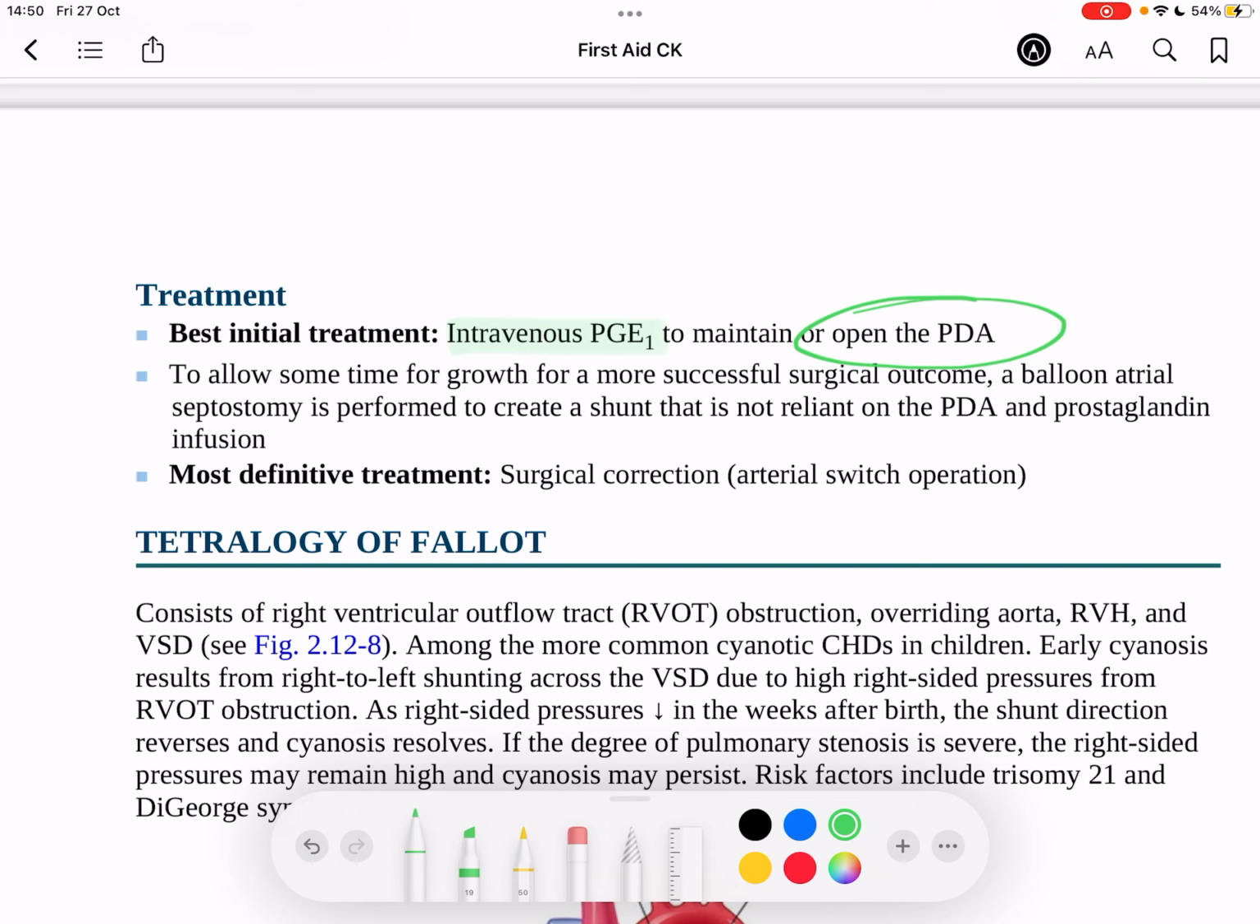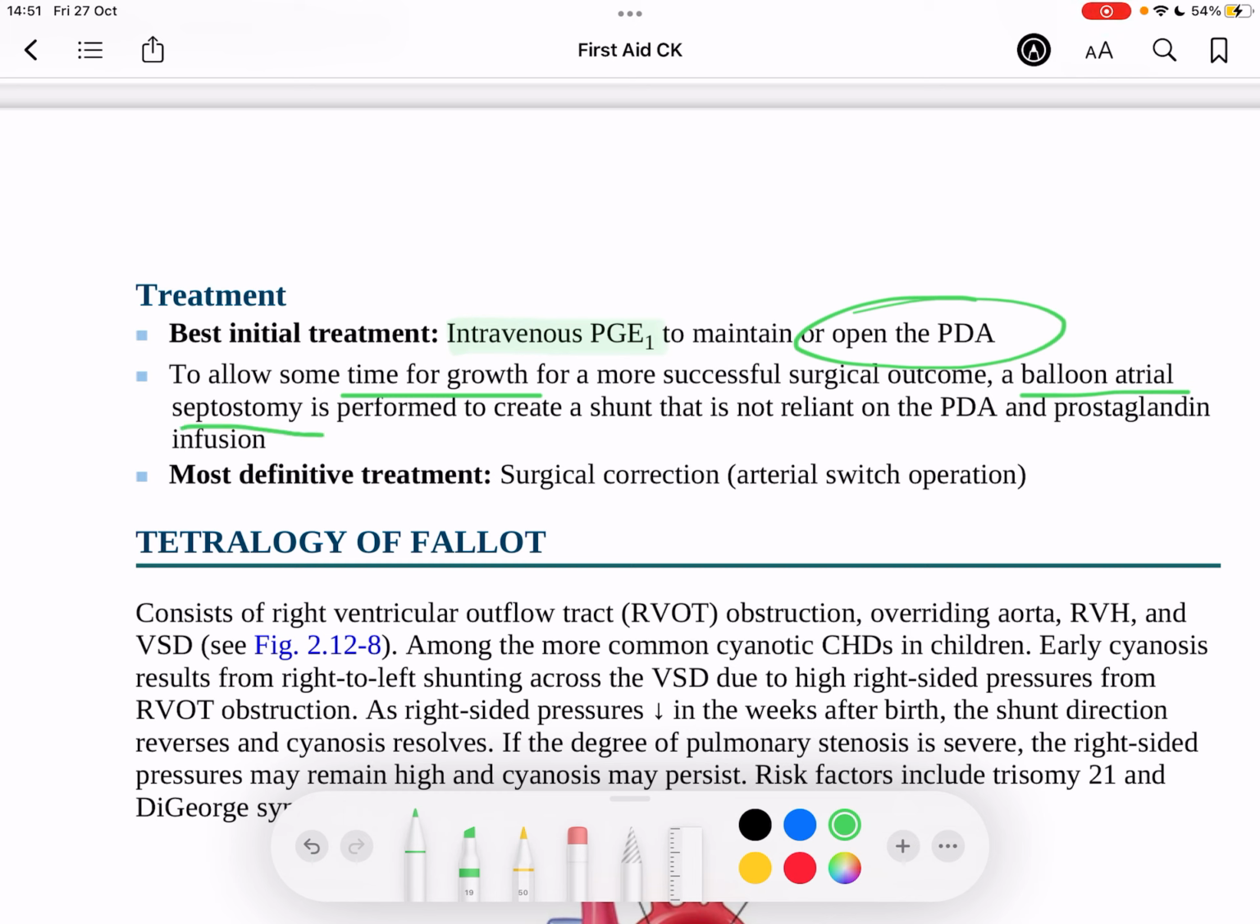To allow for some time, we give the PGE. This is just going to give us some time to essentially assess the surgical viability and also to improve surgical outcomes. We can do a balloon atrial septostomy, performed to create a shunt, especially when you haven't got a reliant PDA shunt and prostaglandin infusion. So essentially, if you haven't got a great PDA, you can do an atrial septostomy.